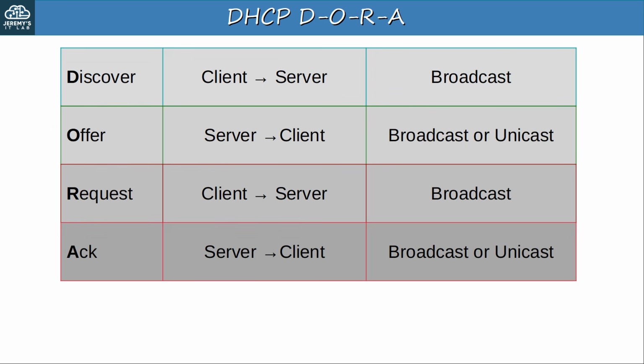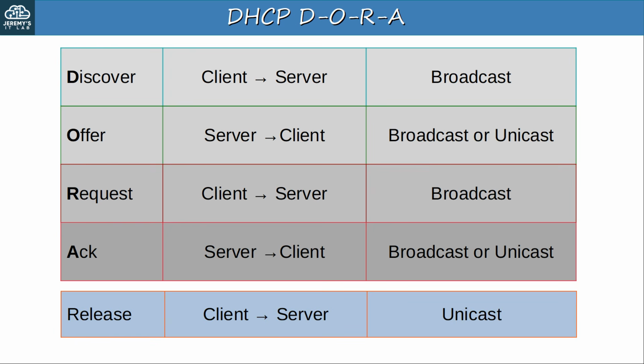Here's a quick summary of that process. A common way to remember the messages is DORA, DORA, for Discover, Offer, Request, and Ack. Make sure you know which messages are sent from client to server, server to client, and also which messages must be sent broadcast, and which can be sent either broadcast or unicast. Also, here's the release message I showed first. It's sent unicast from the client to the server. There are actually many more DHCP message types than these, but if you know these message types, you'll be ready for the CCNA.